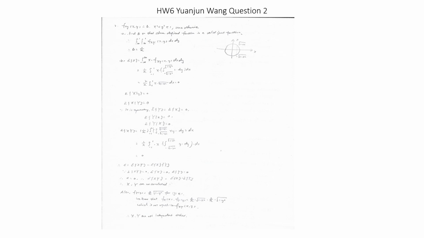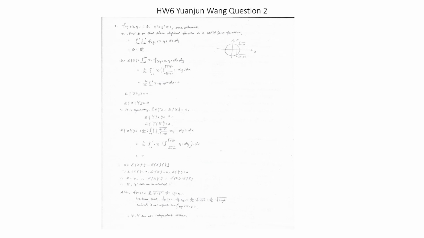function. So we know that the integral from negative infinity to infinity of f_XY of x and y dx dy is going to equal 1. So obviously we can know that b is going to be equal to 1 over pi.